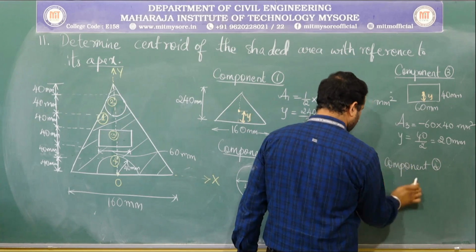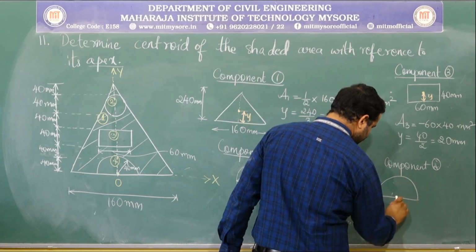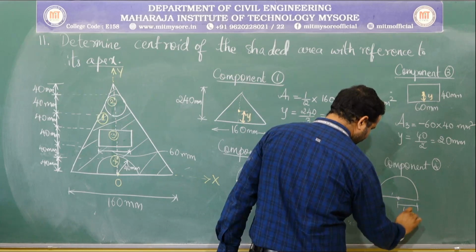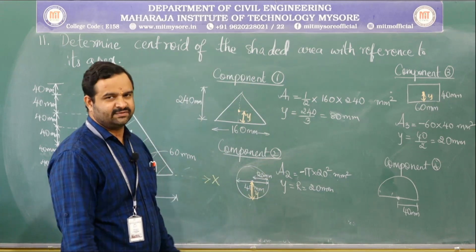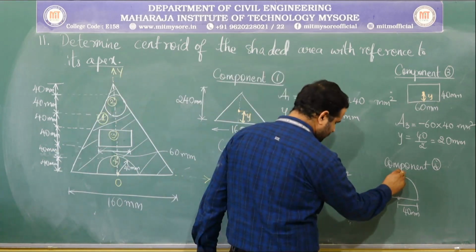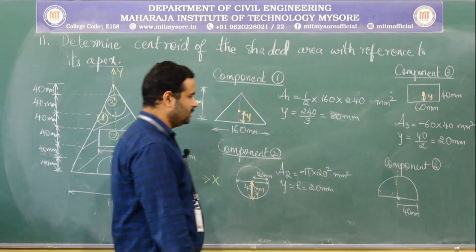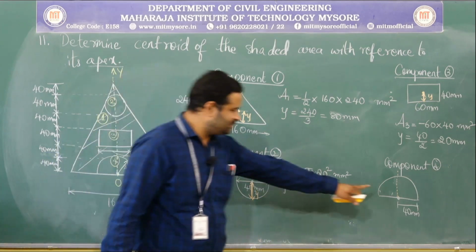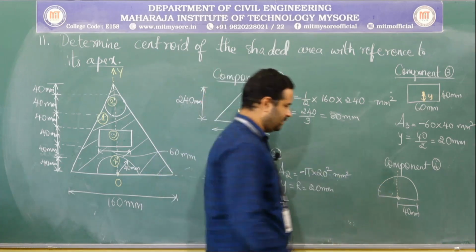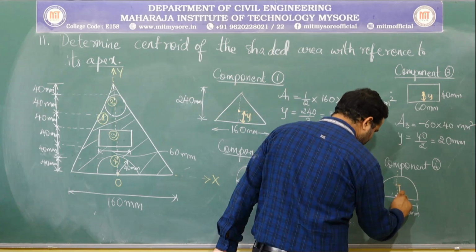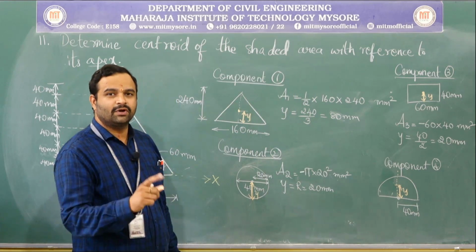Now, at last component 4, a semicircle, and the radius of the semicircle is given as 40 mm. Now, where do you locate the centroid of the semicircle? We know it has to be located along this axis, where it is symmetrical, and we know for this individual component there is no x bar. We need to only locate its y bar, or the y component, which is given by 4r by 3 pi.